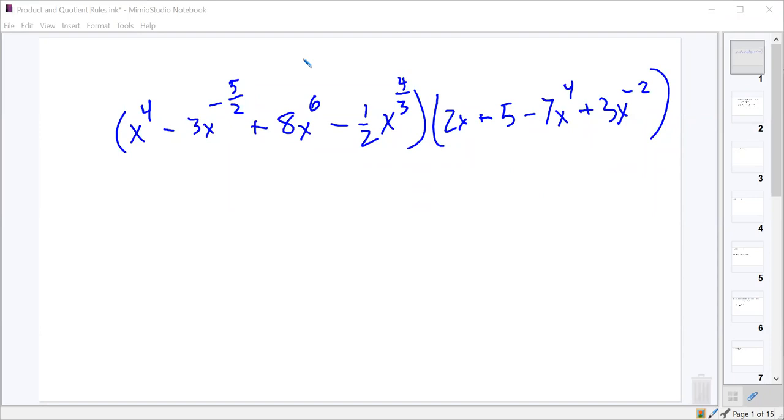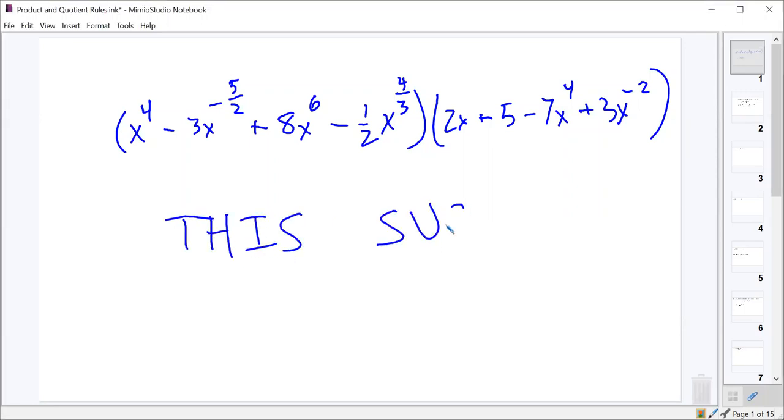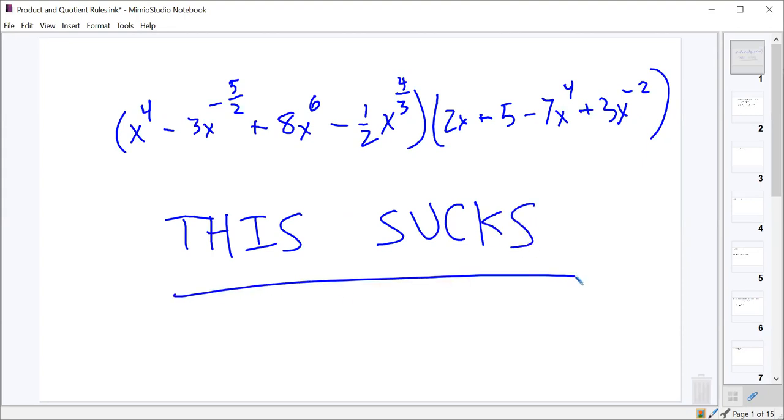Do you guys agree? Yeah, you have to distribute it all out to get into that form of the pluses and the minuses for the power rule. True? Yeah, that would really suck. So what we're going to do about this is we're going to say this sucks, and we're going to not do that.